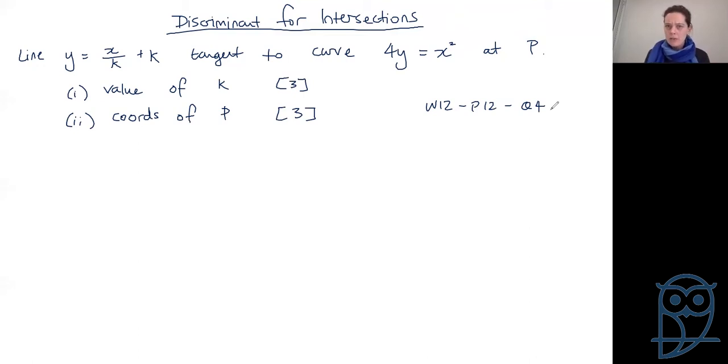We've got 3 variables. So for part 1, finding that value of k, we've got a problem, because when we have 3 variables, we would need 3 equations to solve them. Two equations can only solve 2 variables. So we need to think about this a little bit differently. And this is where our discriminant comes in.